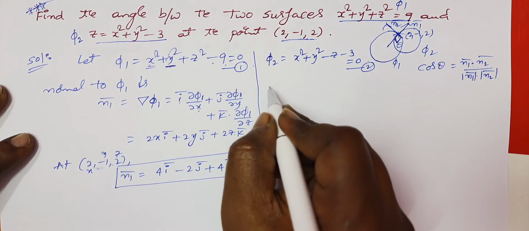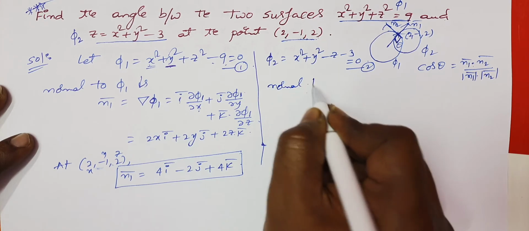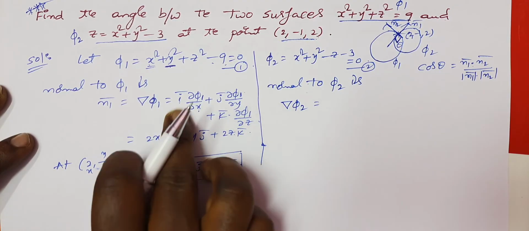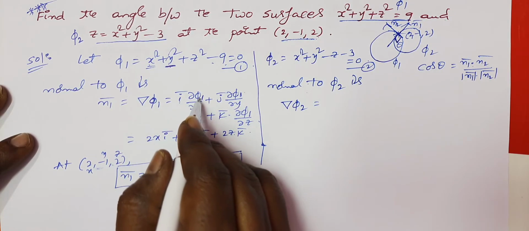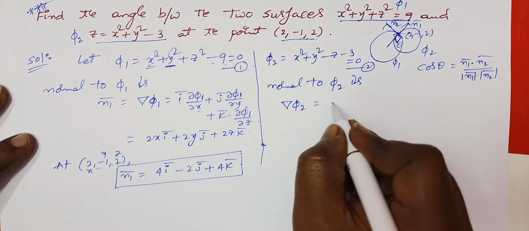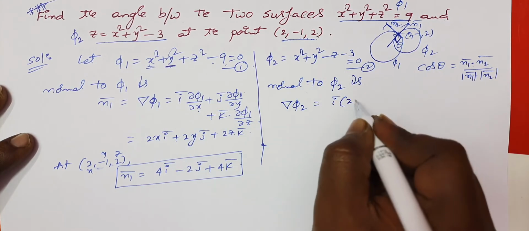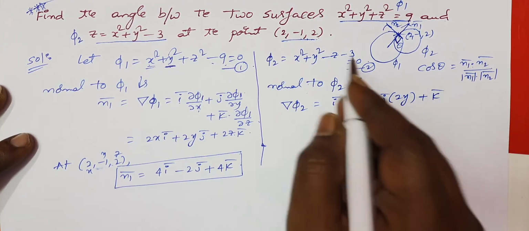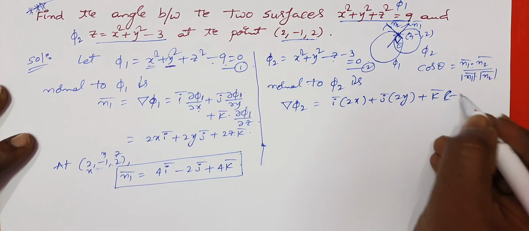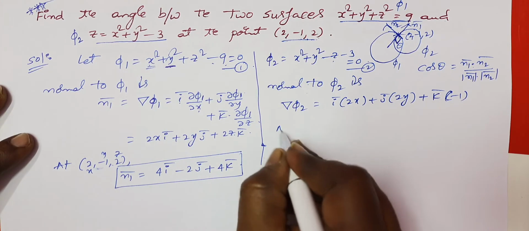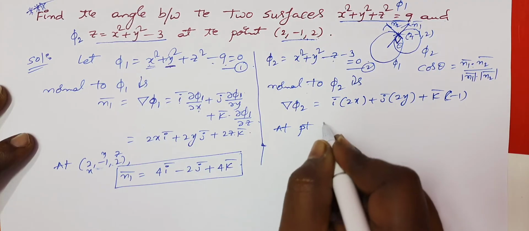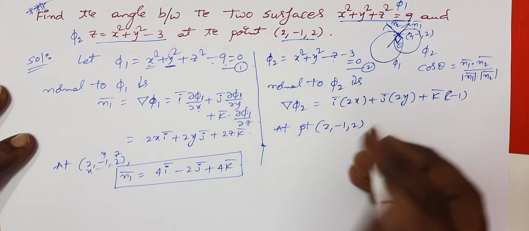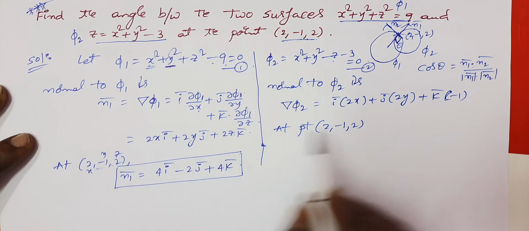Now come to here, again the normal to the second surface, phi 2, is del phi 2. Already the formula is here, you have to replace phi 2 instead of phi 1 in the formula. So i bar into the partial derivative of this term, it would be only 2x, plus j bar into 2y, plus k bar into the partial differentiation of phi 2 with respect to z, which is minus 1. At the point 2, minus 1, 2, this point lies on both normals. That's why we have to replace this point on both normals.